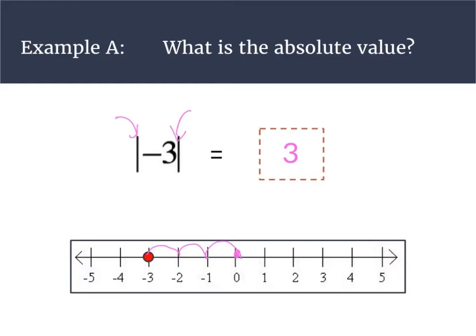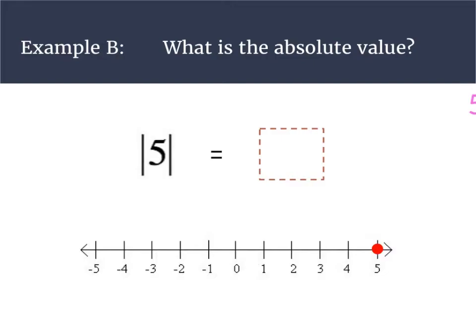Let's take a look at example B. It says, what is the absolute value of 5? Again, I've got 5 inside these little bars, and I know when I see those bars, I'm about to do some absolute value. I need to figure out how far positive 5 is from 0 on my number line. I've got my number line with a 5 on it. I'm going to count the spaces: 1, 2, 3, 4, 5. I've got 5 spaces between 0 and 5, so I know my absolute value is 5.